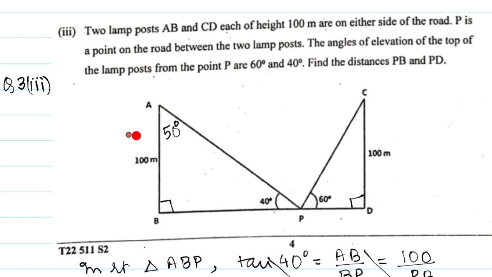Let us come to question 3, third part. The third part is with a diagram which is given. 2 lampposts A, B and C, D, each of height 100 meter and 100 meter. They are on either side of the road. P is the point on the road between the 2 lampposts, and the angles of elevation of the top of the lamppost from point P are 40 here and 60 here. We have to find PB and PD.